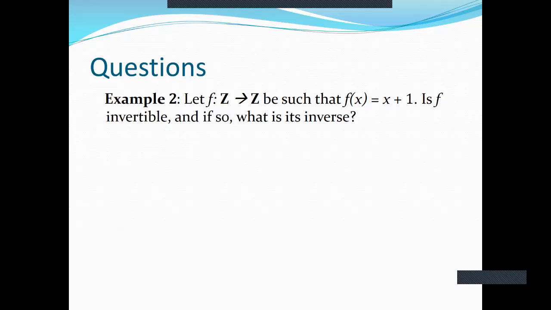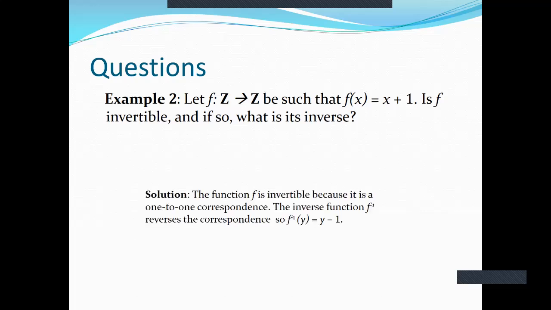So for example, it cannot happen that if I have x equal to 95, it will always be mapped to 96, right? It cannot map to multiple images in set B. So since it is a one-to-one function, we can have the inverse of that. And then what is the inverse?